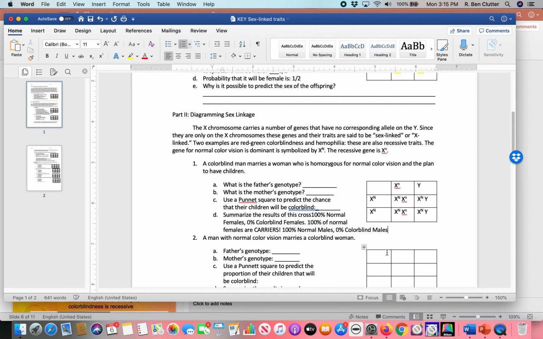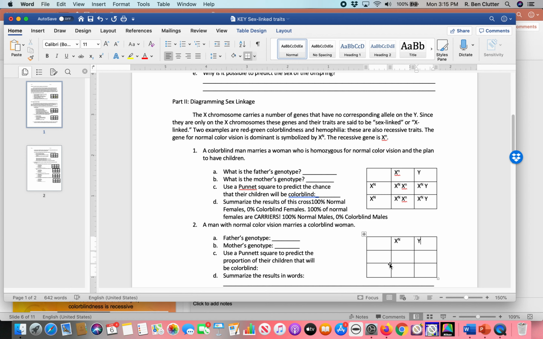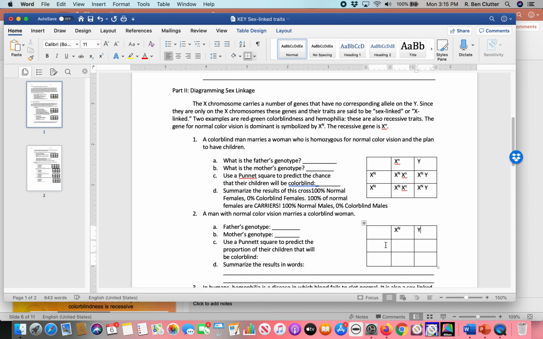All right. A man with normal color vision, so this is the normal X chromosome, and marries a colorblind woman. So actually we need the colorblind allele there and there.